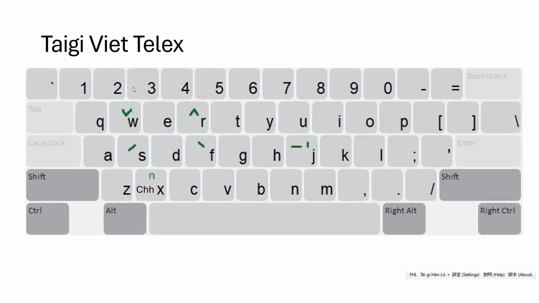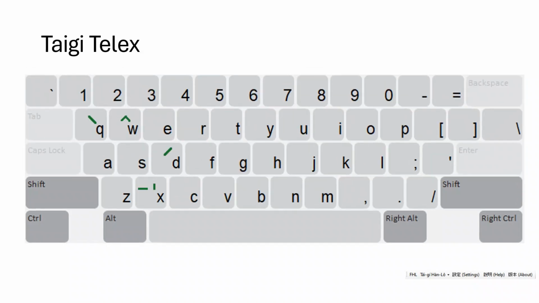So my solution is to move the tone marks from the number row to the letter rows. So I will move those tone marks to those unused letter keys. So this is my tiny Telex keyboard, first version.